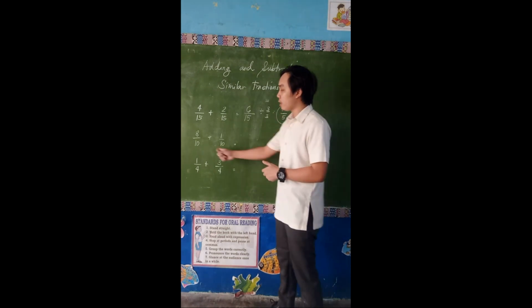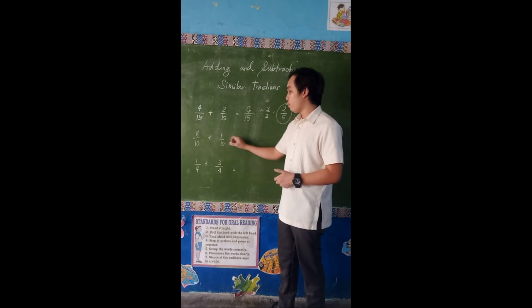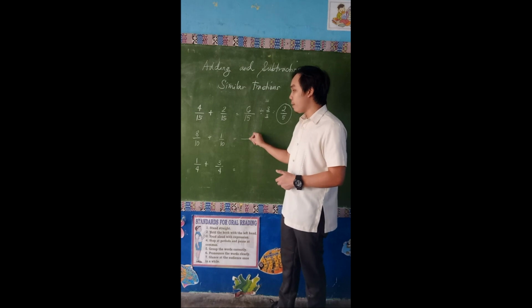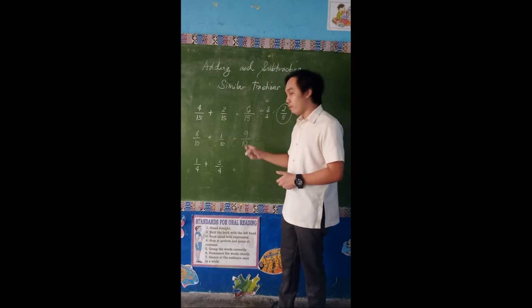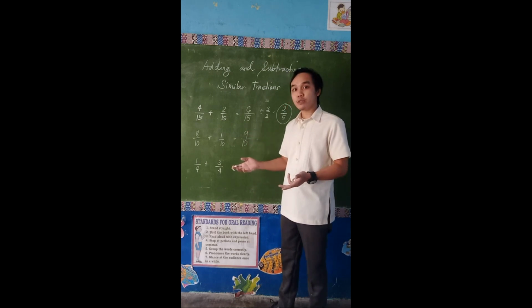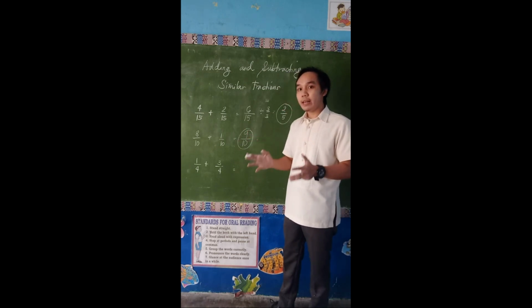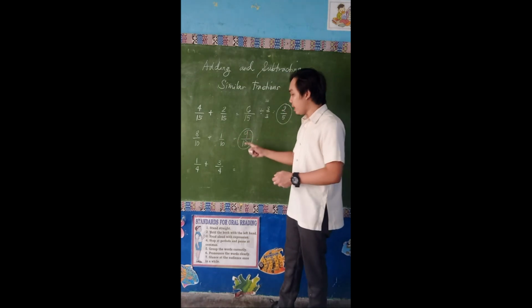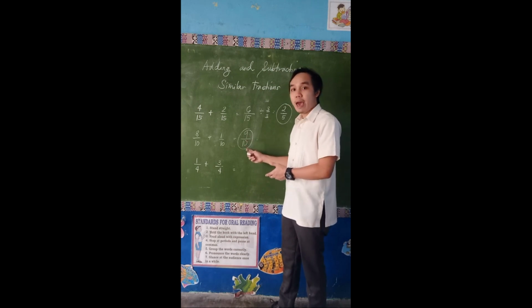Let us have the second example. We have 8/10 plus 1/10. First, copy our denominator, which is 10. Next, 8 plus 1, we have 9. So we have 9/10. Is this our final answer? Yes. Why? Because we don't have any number that can divide 9 and 10 equally. So this is our final answer.